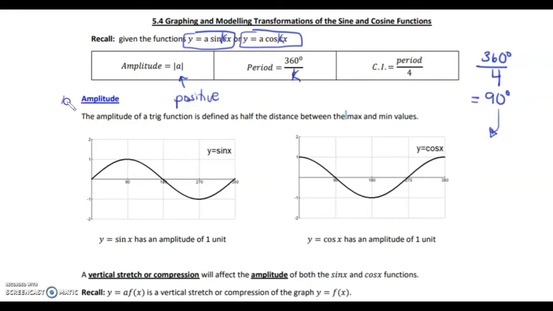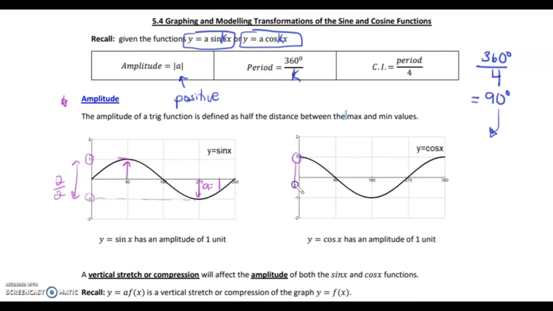Okay, so number 1, amplitude. The amplitude of a trig function is defined as half the distance between the max and the min values. So for example, the distance between the max value of 1 and the min value of -1, well, the actual distance is 2, so half of that is 1. The normal sine x curve has an amplitude of 1. Okay, cos curve as well.